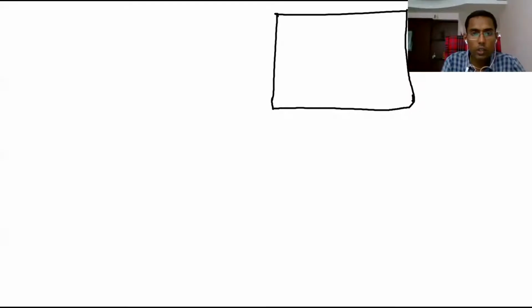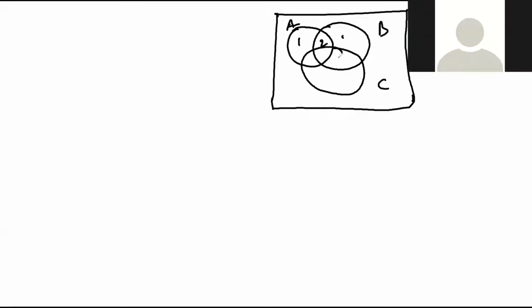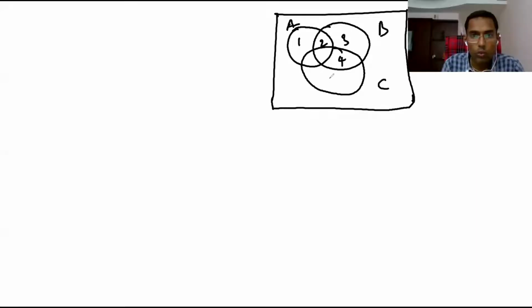We are discussing that. Let's say this is set A, this is set B, and this is set C. Now 1, 2, 3. We are writing this is 4, 5, 6, 7. This is 8. So we are writing this.